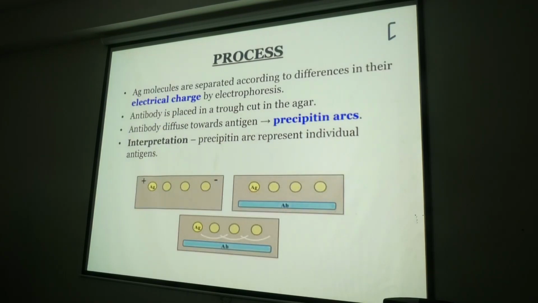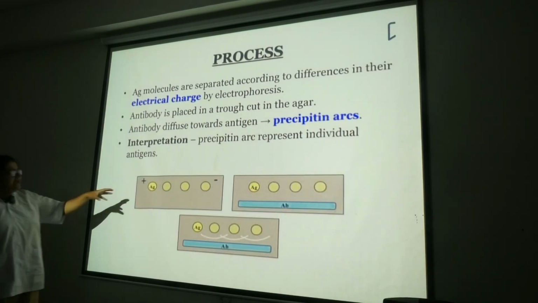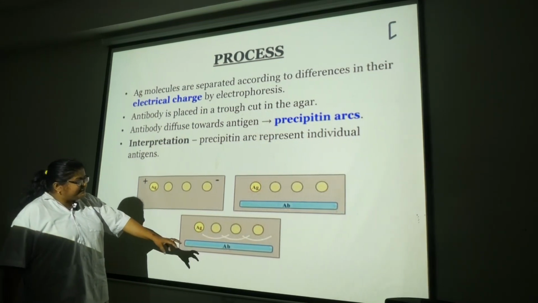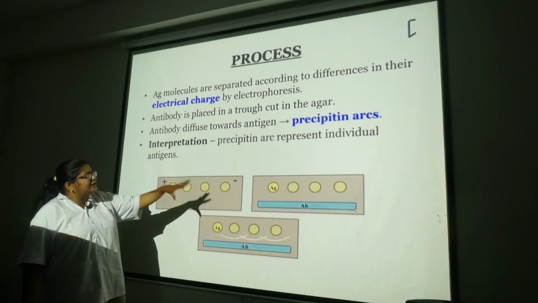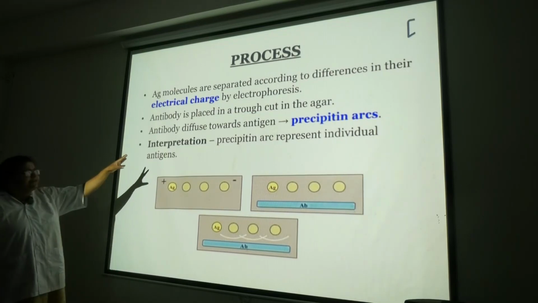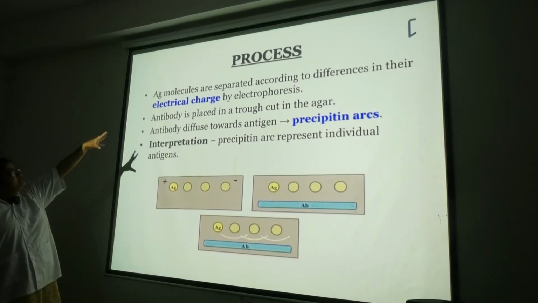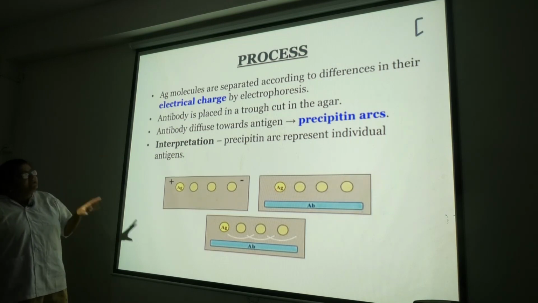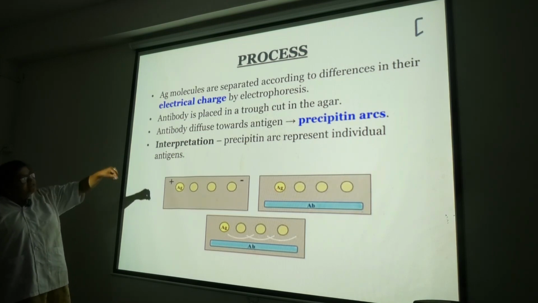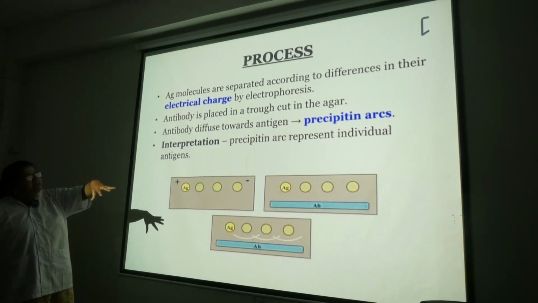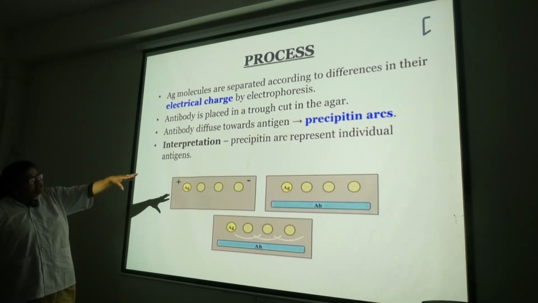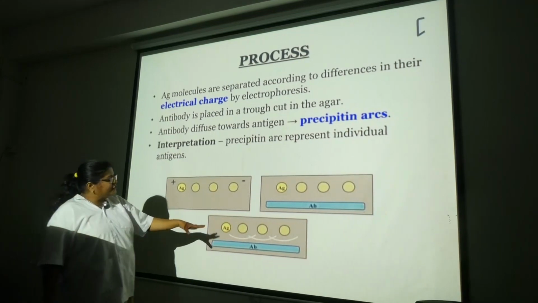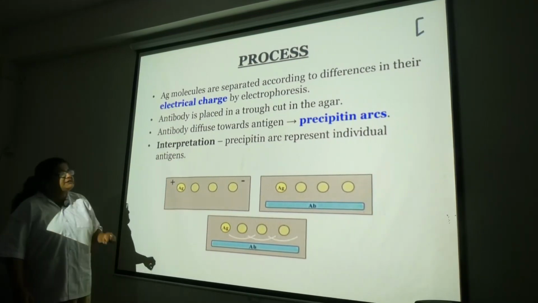Here antigen antibody reactions are done, and when antigen is mixed with its specific antibody it forms a precipitin arc, and this is interpreted. Okay. Antigen molecules are separated according to the difference in their electrical charge by electrophoresis, and antibody is placed in a trough cut in the agar. Antibody diffuses towards the antigen and forms the precipitin arc.